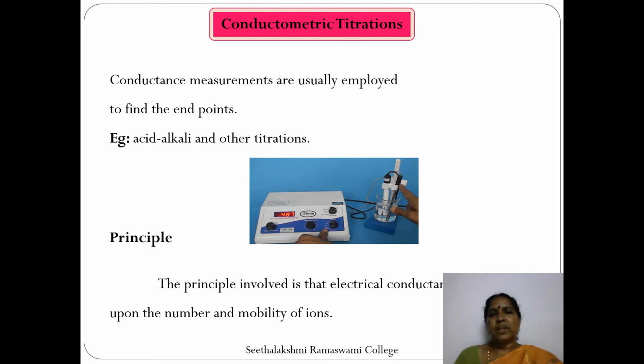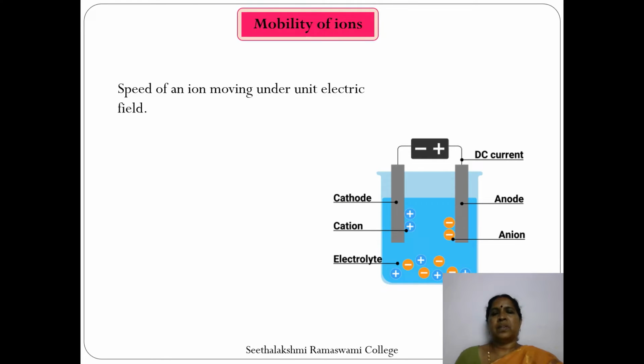What is the principle of conductometric titrations? The electrical conductivity depends upon the number and mobility of ions. What is mobility of ions? Speed of an ion moving under unit electric field. Electrolyte is taken in a beaker where both positive ions and negative ions are present. The cations move towards the cathode and the anions move towards the anode when electric current is passed through the solution.